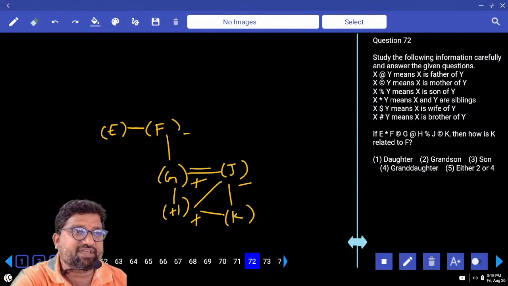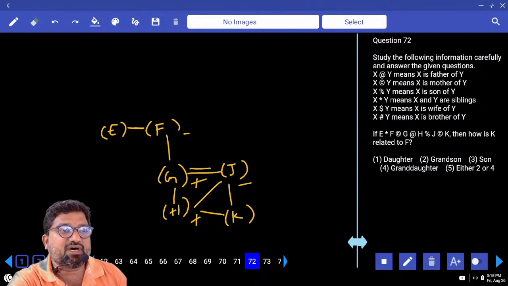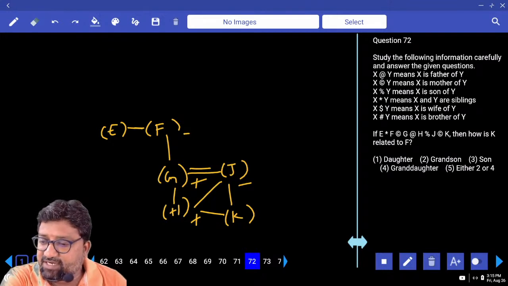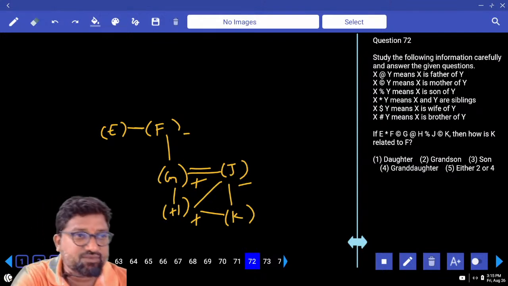We don't know the gender of K. So K can be grandson or granddaughter. Grandson or granddaughter, do you have it in the options? Yes, 2 or 4.